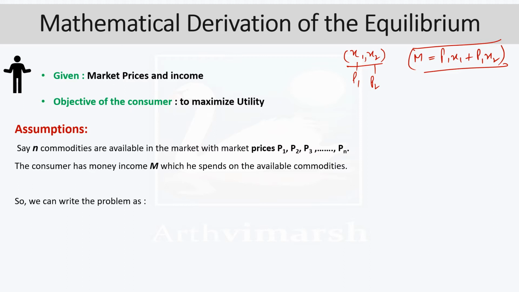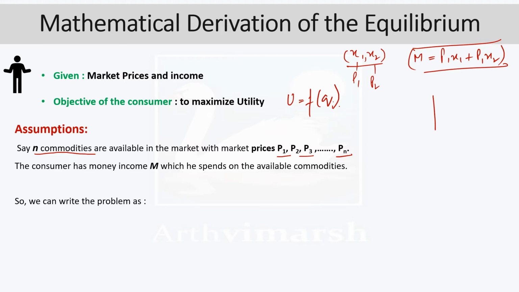Likewise here, when we are looking into the derivation of the equilibrium condition, we are given the market prices and the income, and the objective is to maximize the utility. You know that your utility was a function of your quantity only, right? Before we get into the derivation, there are a few key assumptions we need to understand: there are n commodities available in the market with prices P1, P2, P3, and so on up to Pn for the respective commodities.